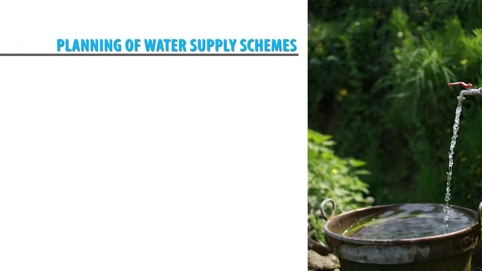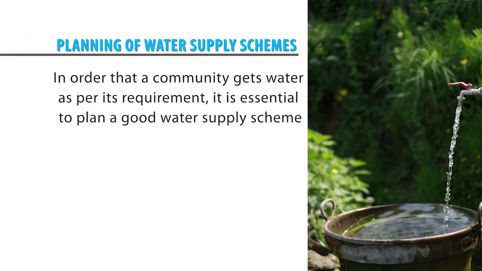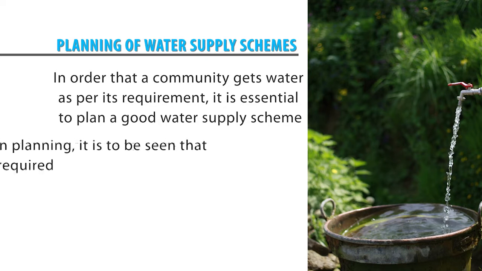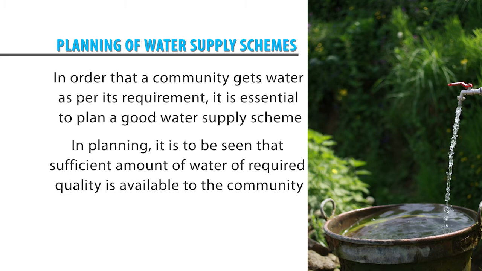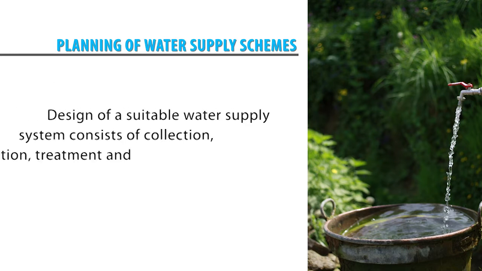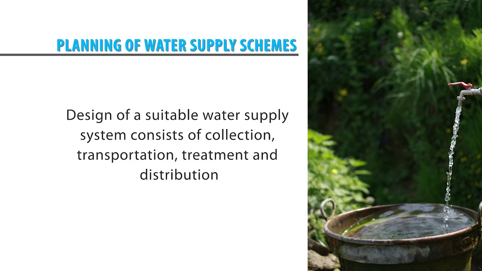Now, planning of water supply scheme. In order that a community gets water as per its requirement, it is essential to plan a good water supply scheme. In planning, it is to be seen that a sufficient amount of water of required quality is available to the community. Design of a suitable water supply system consists of collection, transportation, treatment, and distribution.